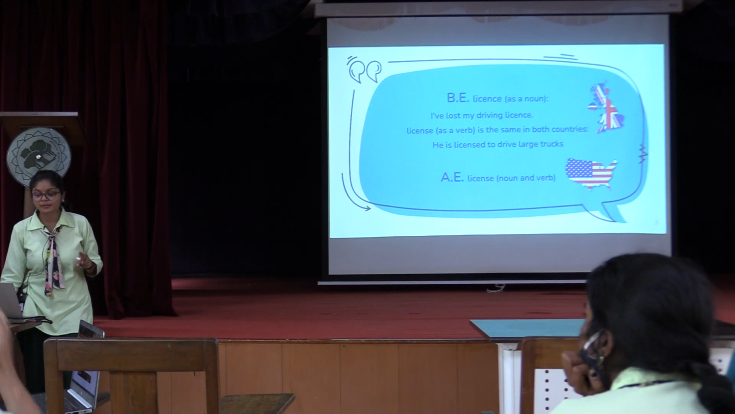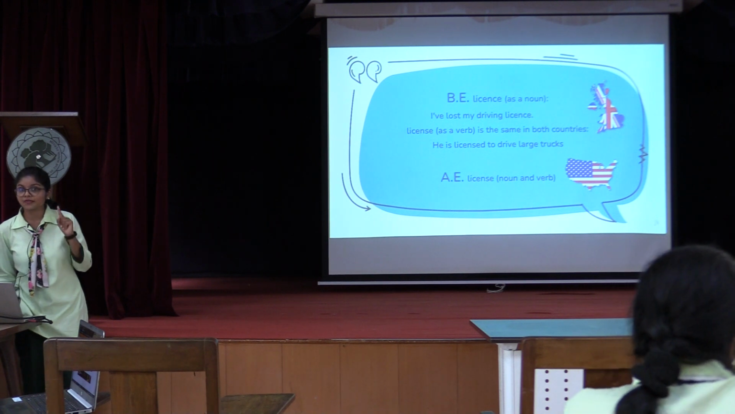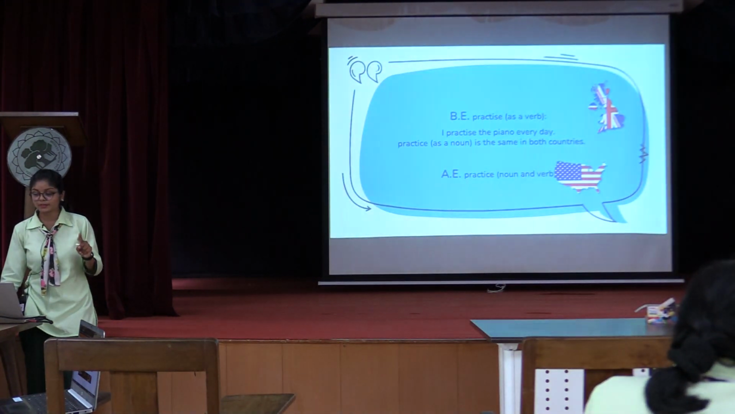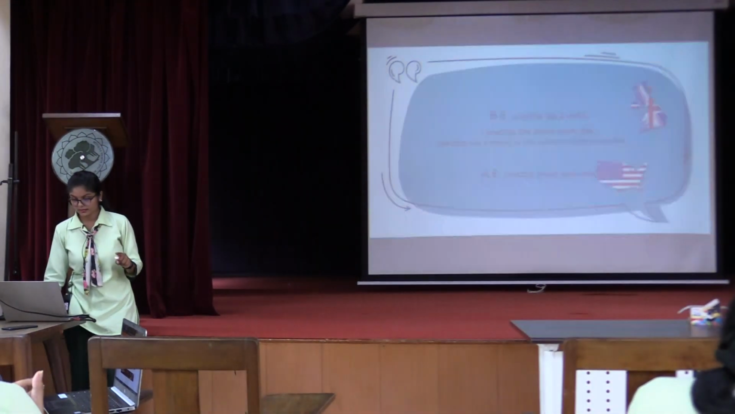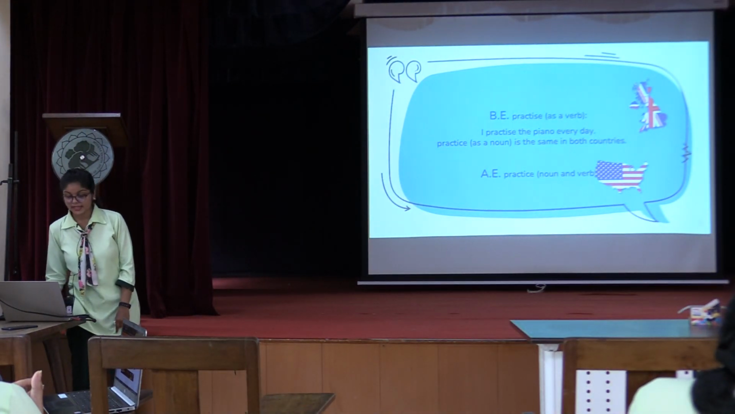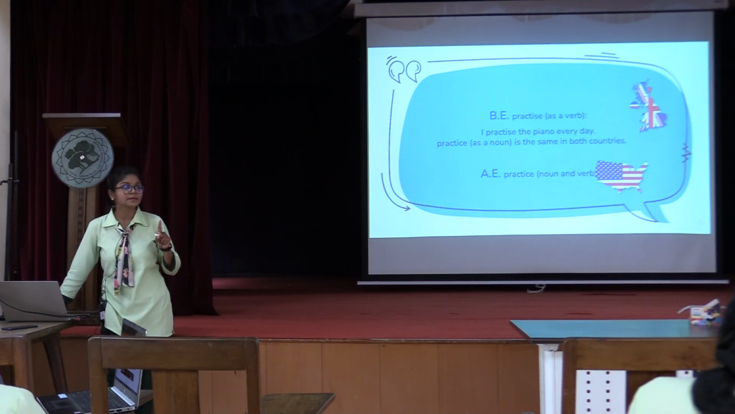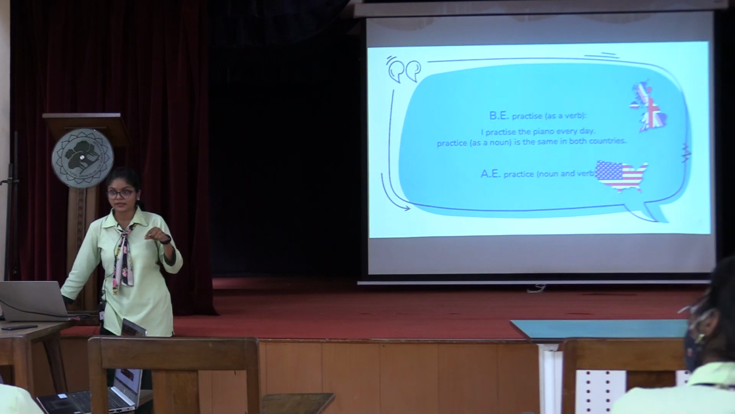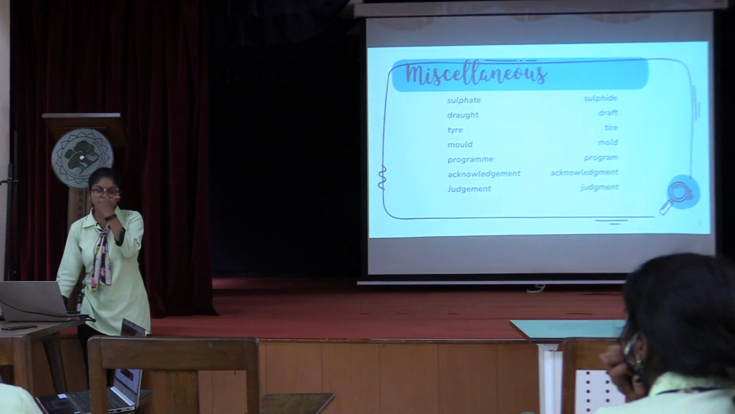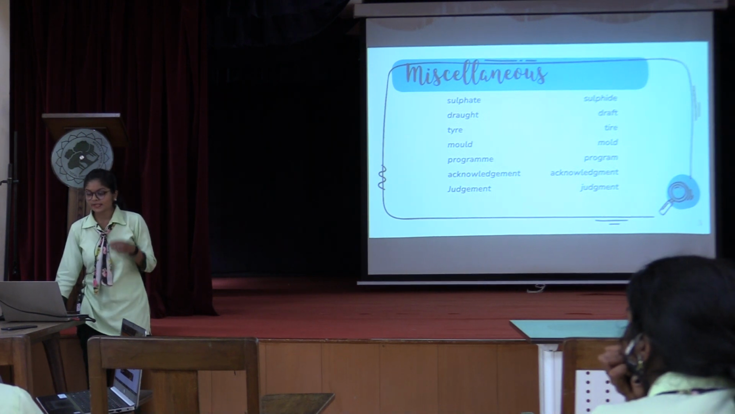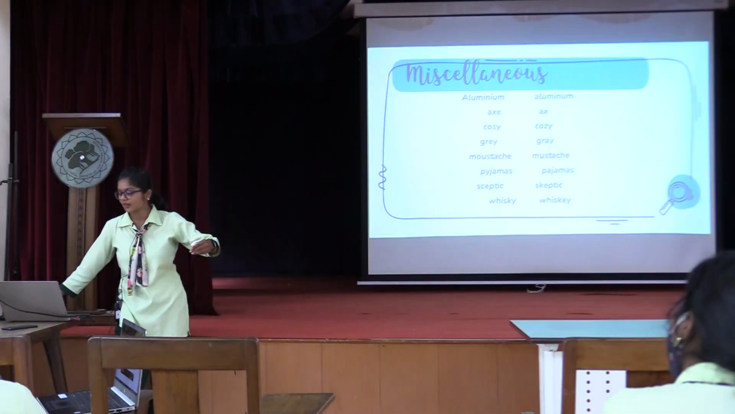Going back again, when it comes to British English, for license, CE is a noun and SE is a verb. Whereas when it comes to practice, SE is a verb and CE is a noun. Clear, everyone? I know it's confusing, but go through this again, you'll get it. I won't go into this, you can have a look at it later. These are all the miscellaneous words which do not follow a structure.